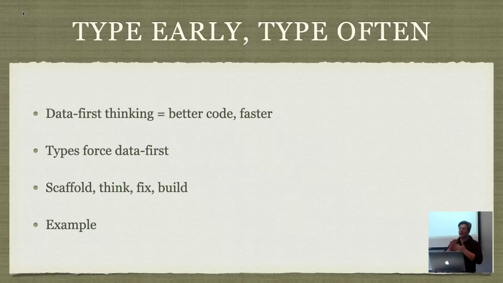So I always try to think about the data first and scaffold out what I need based on that. I'll show you some examples of that in a second. If you take this data-first approach, what points of data are coming in, what points of data am I getting out, and you type those things out and determine how you're going to structure your data first, your code is generally going to be better, and you're going to write it a lot faster.